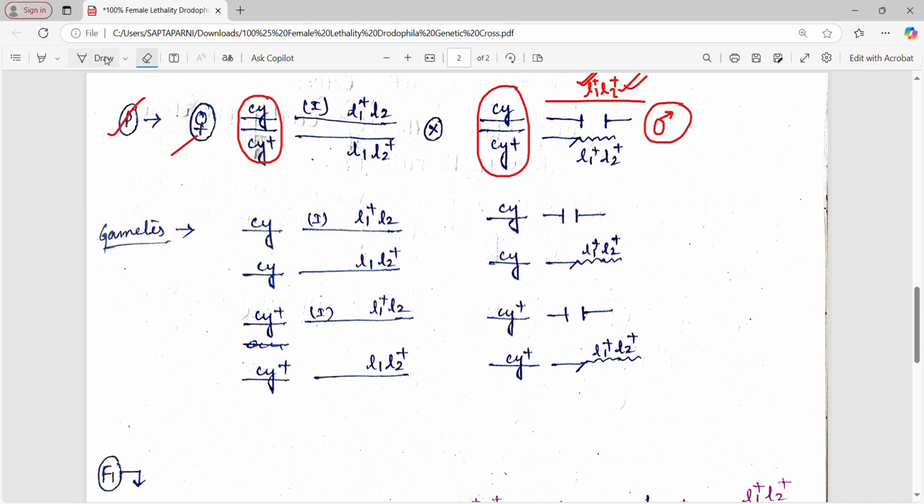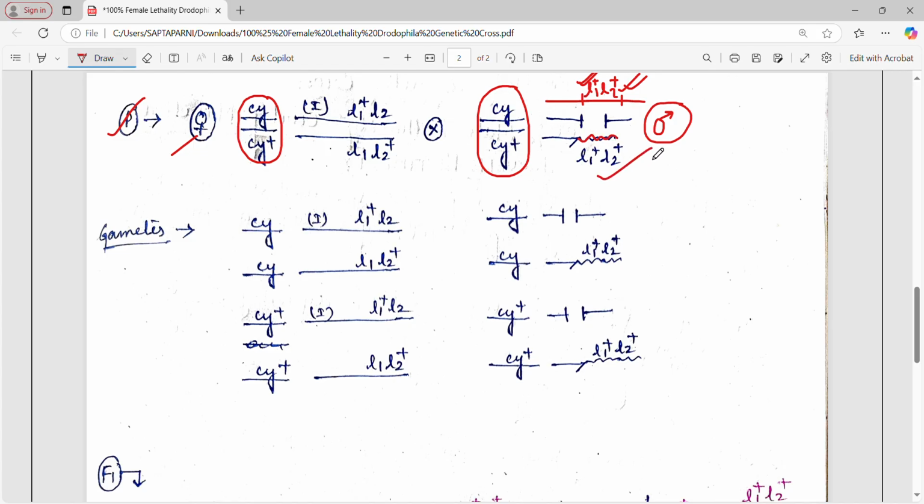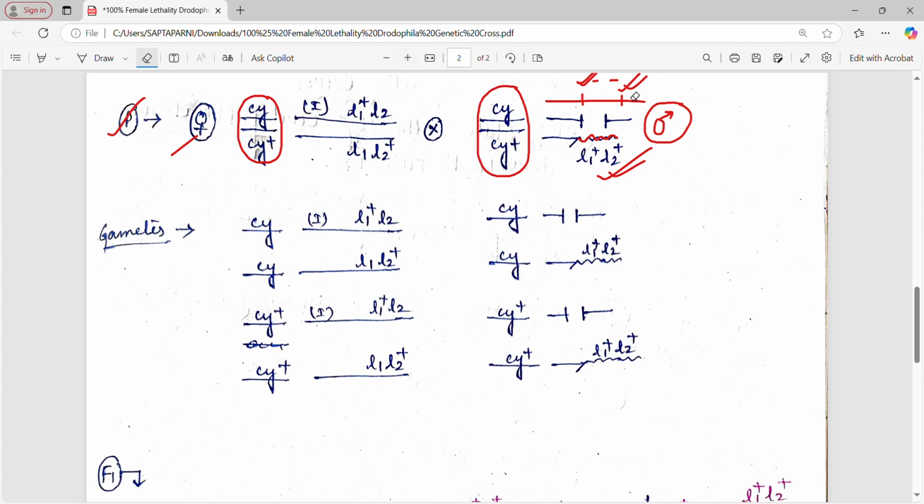You should cut the L1 plus and L2 plus alleles from the X chromosome of the father, and translocate these wild type alleles onto the Y chromosome of the father. So the father itself remains viable, because it has L1 plus L2 plus, maybe not on the X chromosome but on the Y chromosome. But the F1 progeny females will be dead in this case. So both conditions are fulfilled here, so we have to cut from the X chromosome. That is what I have written here.